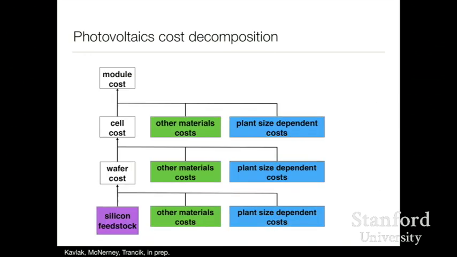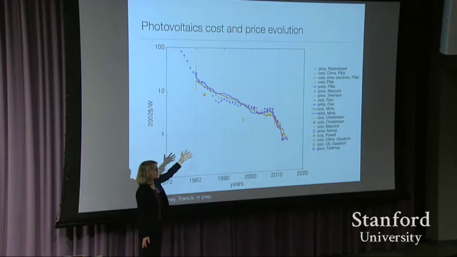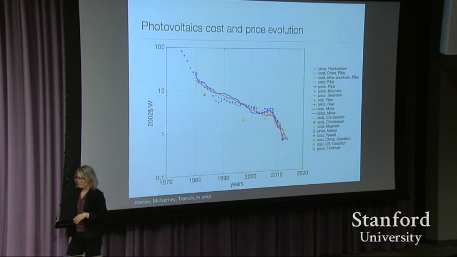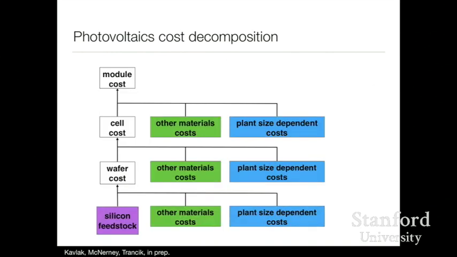So to start out, I'm going to ask, what has driven this cost decline? What actually has added up to cause this rapid cost decline? As I mentioned, roughly 99% since the early 1970s, and about 85% in the last 15 years.